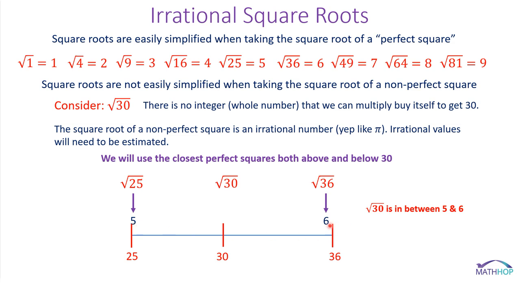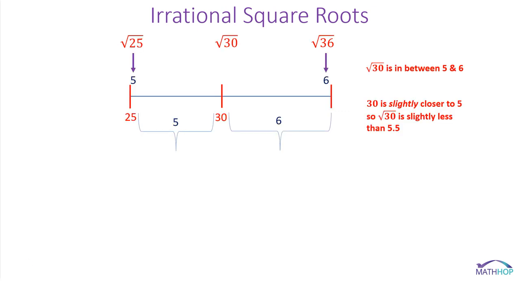Well, how close? Well, let's look. Between 25 and 30, the difference is 5. The distance is 5. And in between 30 and 36, the distance is 6. So 30 is just a little bit closer to 25 than it is to 36. So the square root of 30 is slightly less than 5.5, right? Because it's just a little closer here. So I say 5.5 would be a pretty good estimate. Well, how are we going to check that?